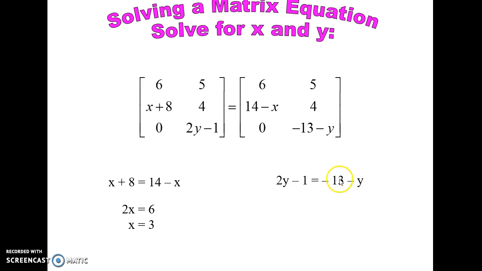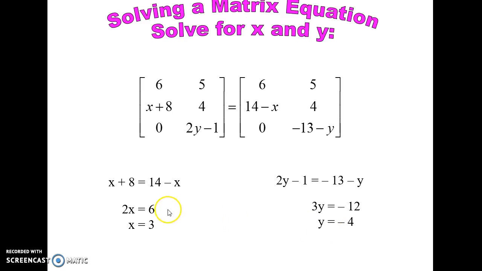We're going to do the same thing over here. But we're going to start by adding y to both sides and adding 1 to both sides to get all the y's on the left and everything else on the right. And when you do that, you end up with 3y equals negative 12. Then we need to get rid of the 3, so we're going to divide both sides by 3, and y is negative 4. So there are your answers. x equals 3, and y equals negative 4.